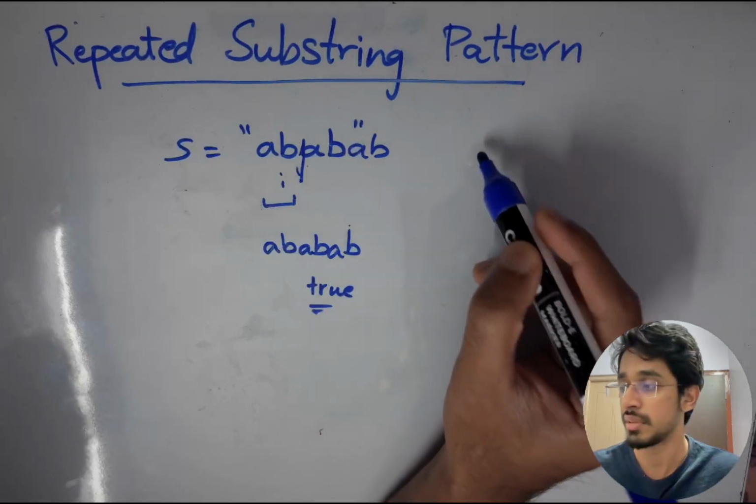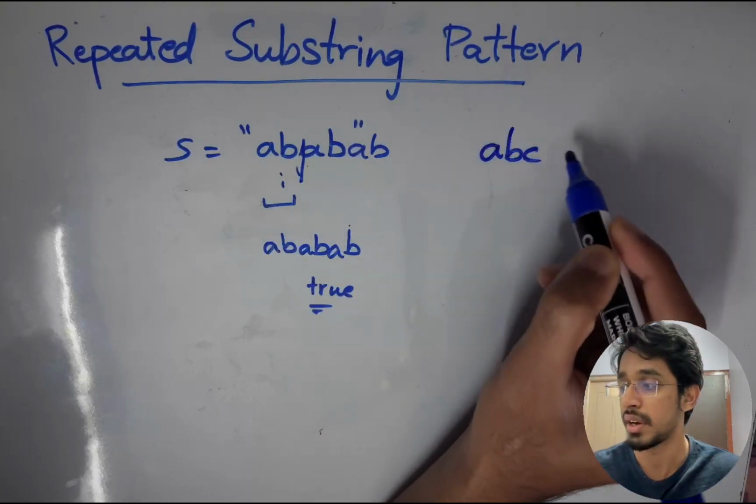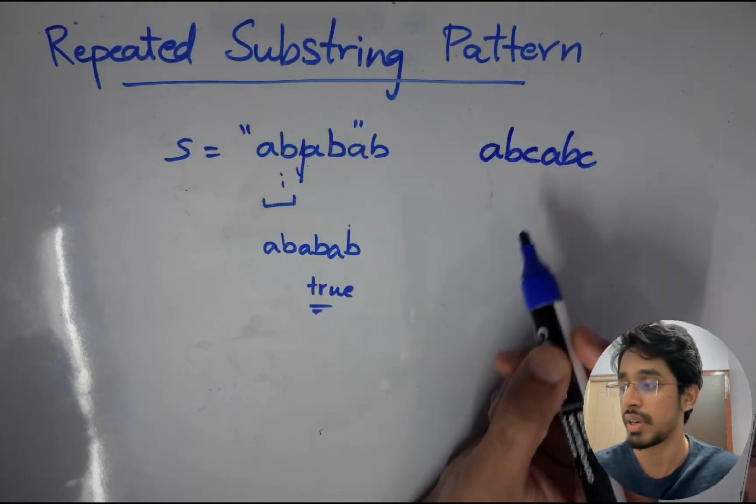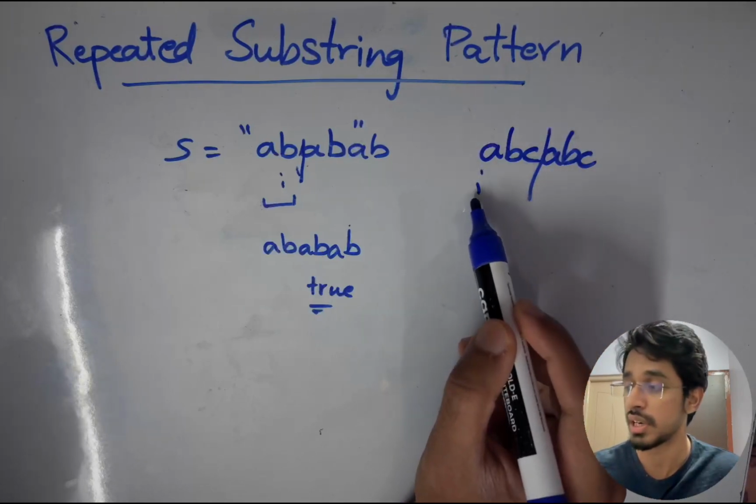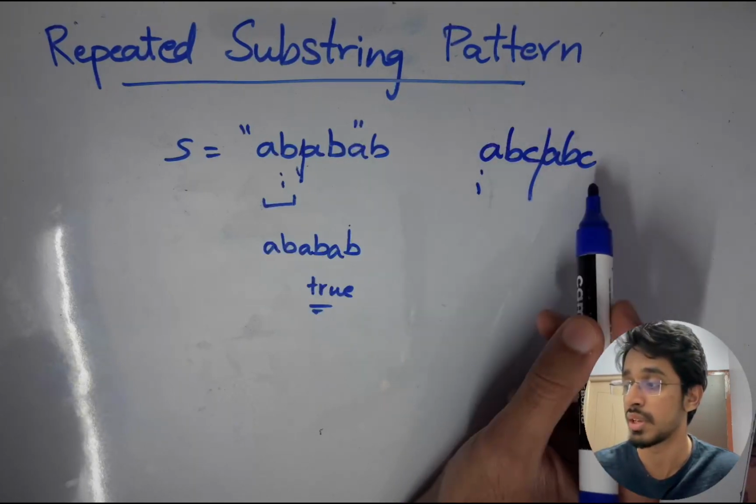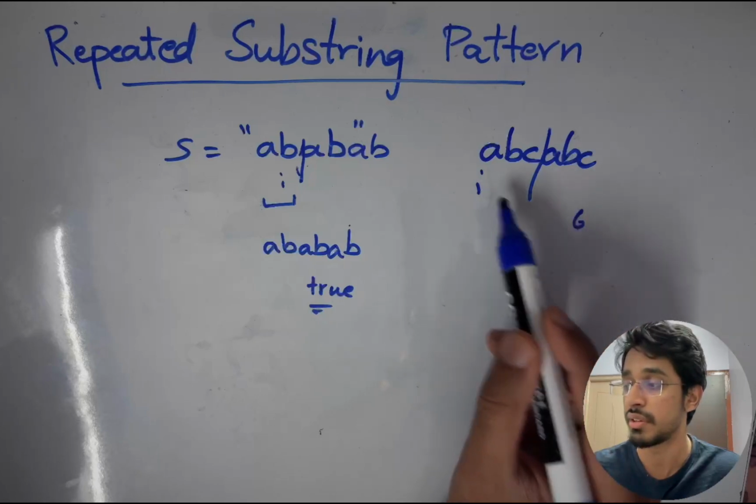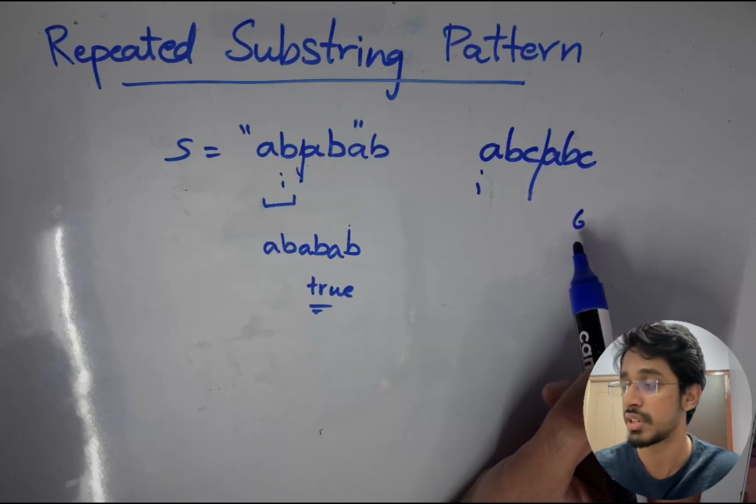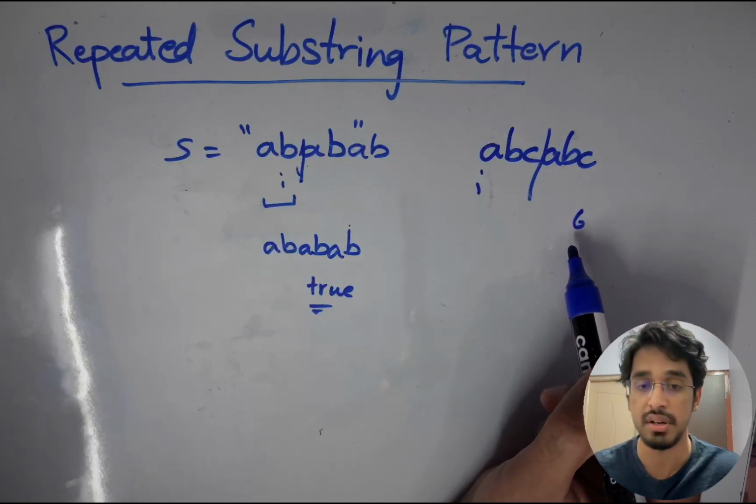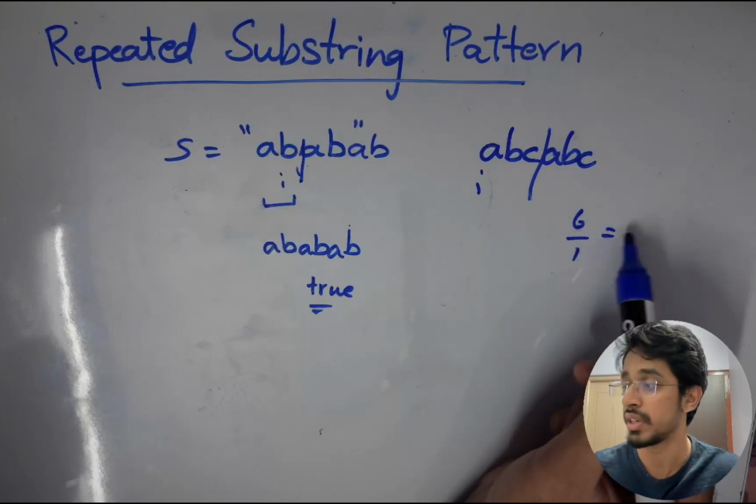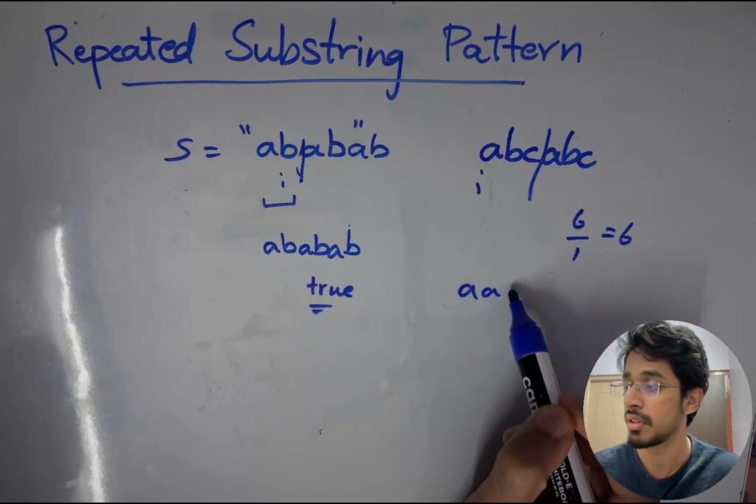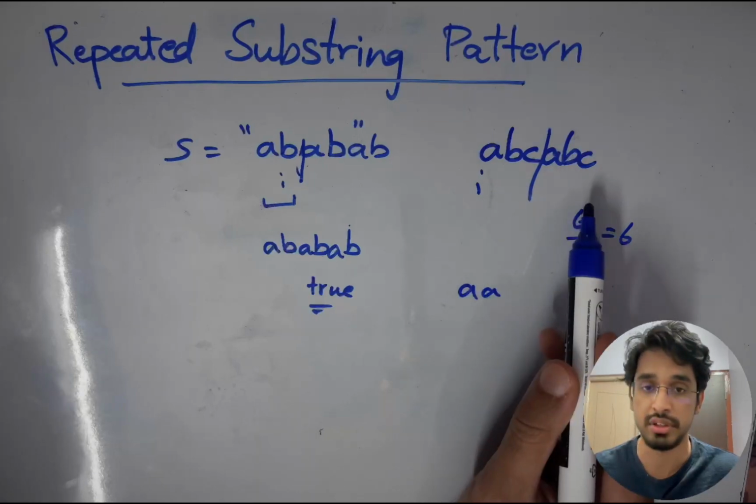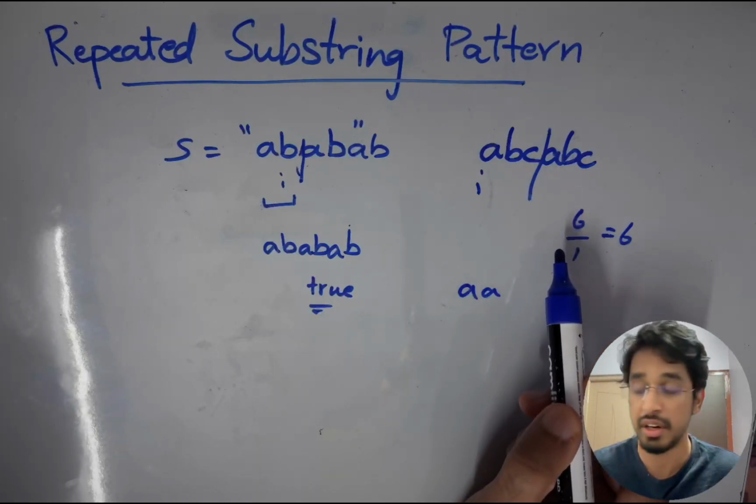Let's take another example, let's say ABCABC. Now I take the half of this, ABC, and start the iteration. The total length is 6, and the iterative value is 1. We check if 6 by 1 is divisible. So it is 6, yes, it is divisible. So we create multiple copies of A, and we see that this doesn't form the string. So this iteration fails.